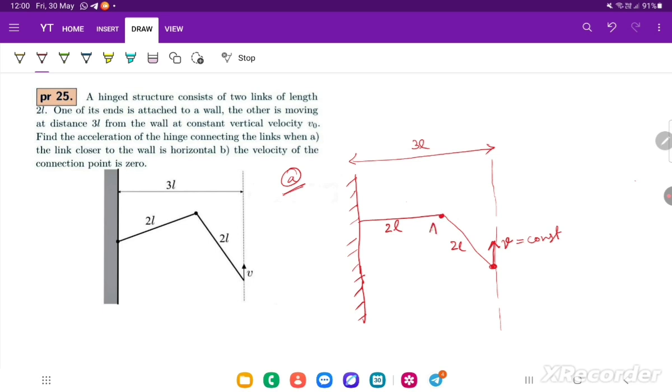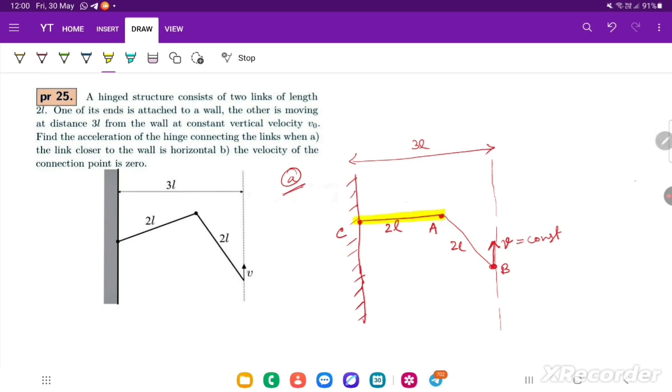Let me name these points. Let's say this one is A, this one B, and this fixed point on the wall is C. So first I will try to find out the velocity of point A at this instant. So let's focus on the rod AC.